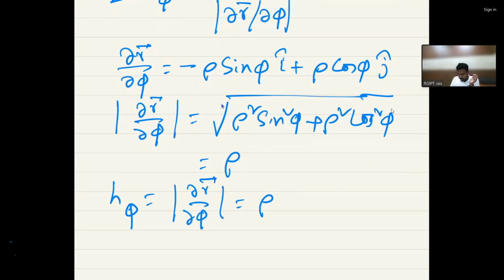That will be mod of del R by del Z. You can verify this will be 1 as well. So you can see in cylindrical coordinate system, our scale factors are H rho is 1, H phi is rho, and Hz equal to 1. And you have already got the expression for the unit vectors as well, right? By doing this, because you know what is del R by del U1, and divided by its mod.